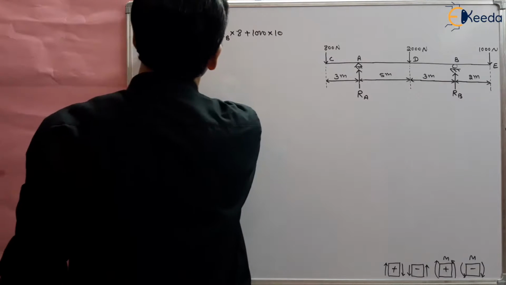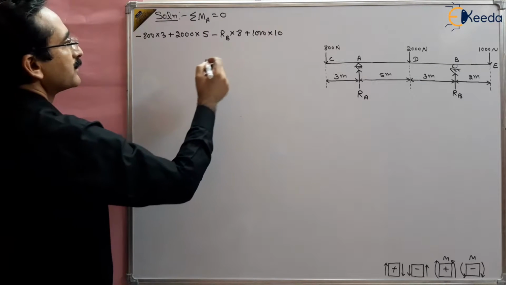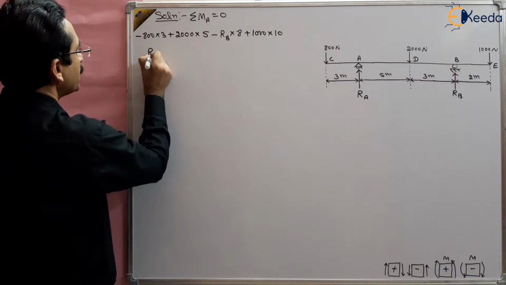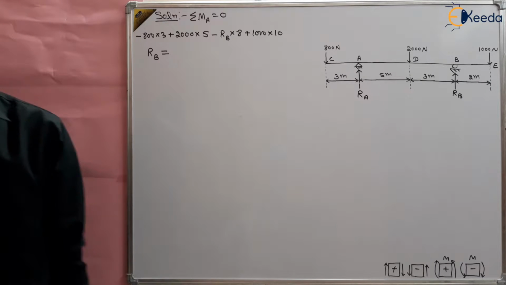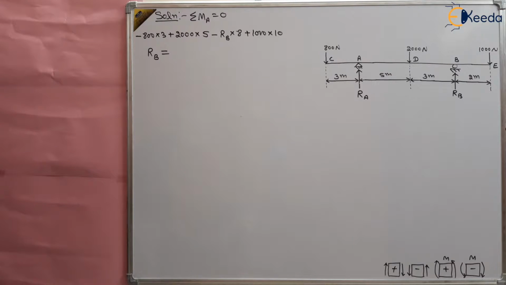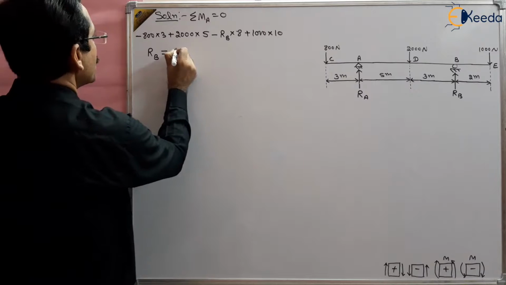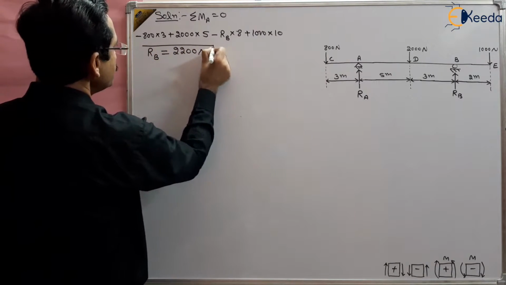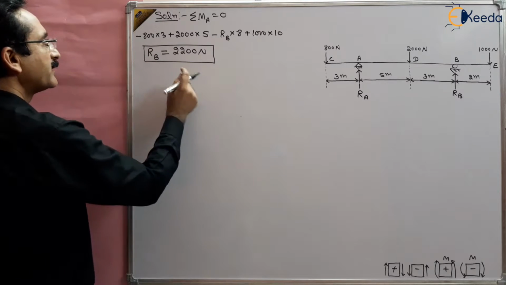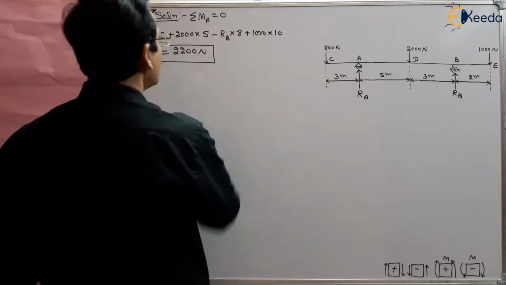Here only one unknown is there, RB, and you will get RB from here. Solve it and get the value of RB. You will get 2200 Newton. I am writing directly the value. You can solve it and find out the value of RB.